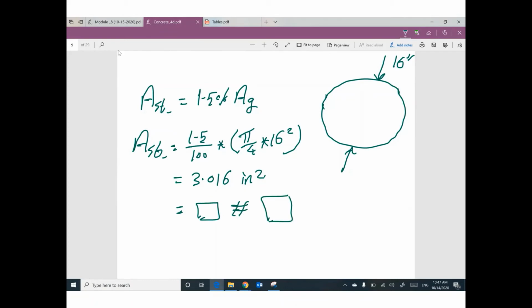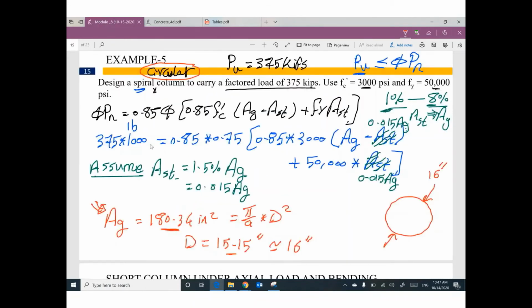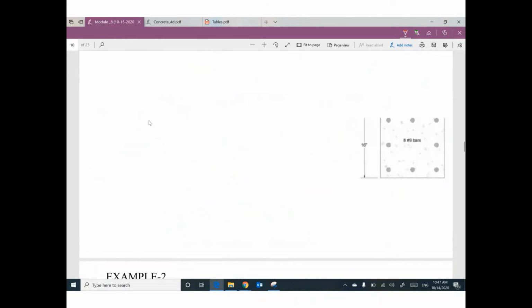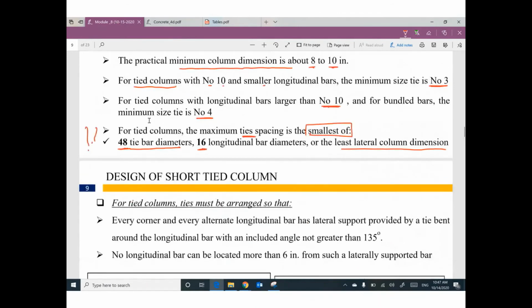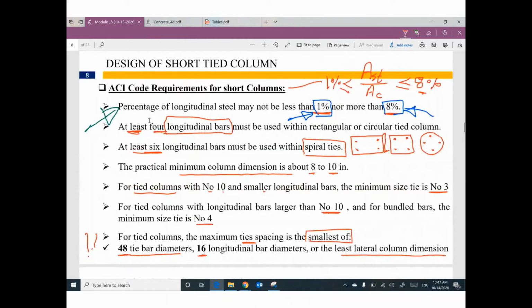Guys, there is a hint at the beginning of slide number 8. Please make sure that at least 6 longitudinal bars must be used if you are talking about a spiral. Make sure your number of bars minimum is 6. For tied columns, the minimum is 4. But for spirals, the minimum is 6.